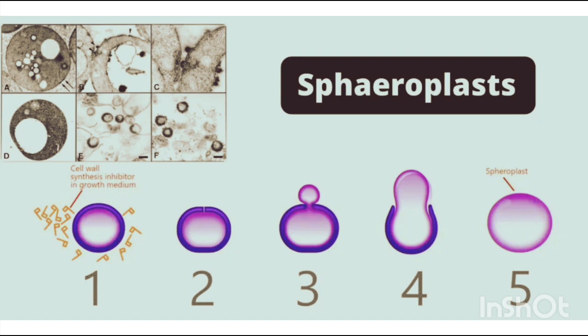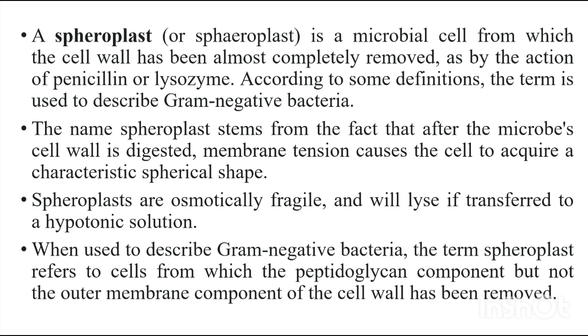Spheroplasts are osmotically fragile, and will lyse if transferred to a hypotonic solution. So if we place our cell in a hypotonic solution, then water will enter inside the cell by the process of endosmosis. So after endosmosis, the cell swells and finally it will break in case of spheroplast because they lack a tough or thick or hard cell wall.